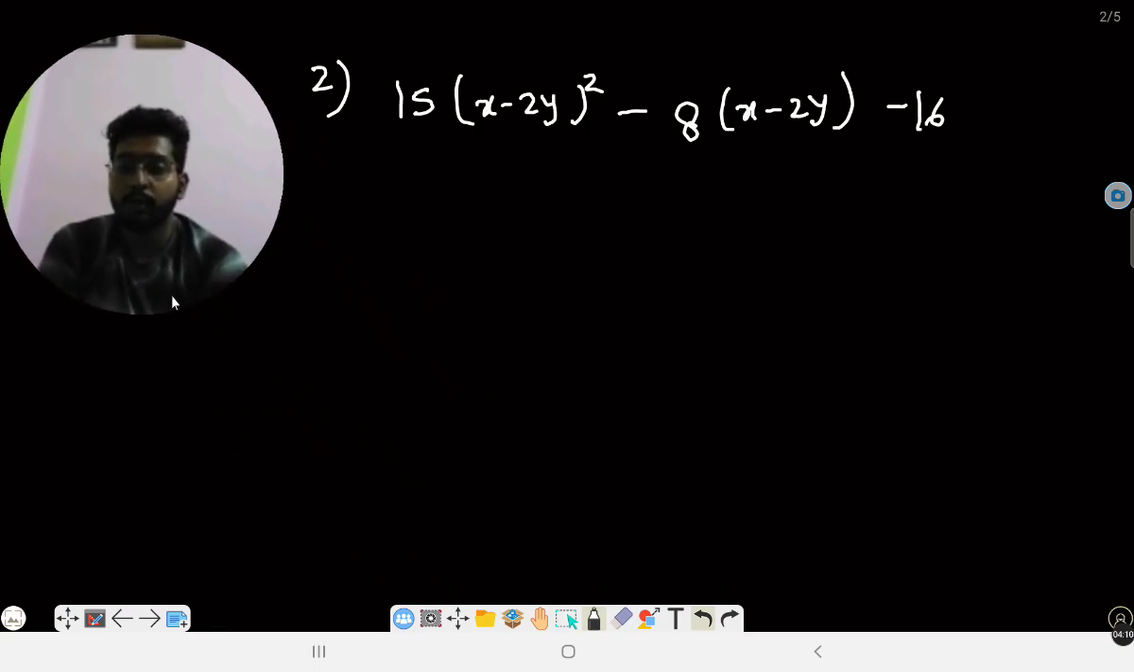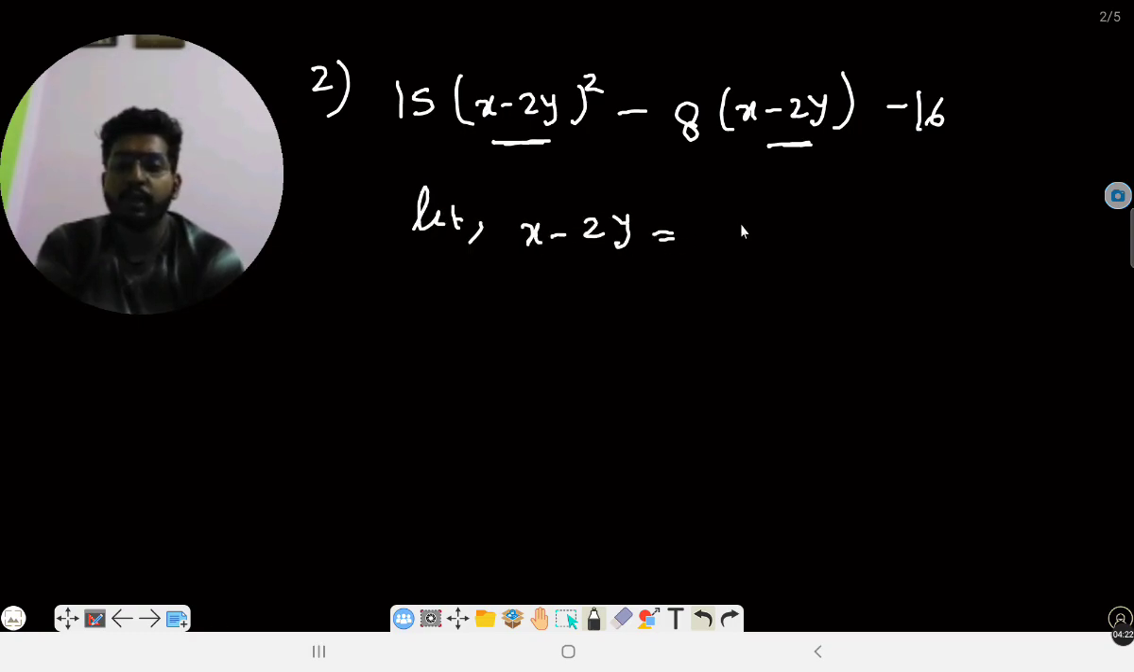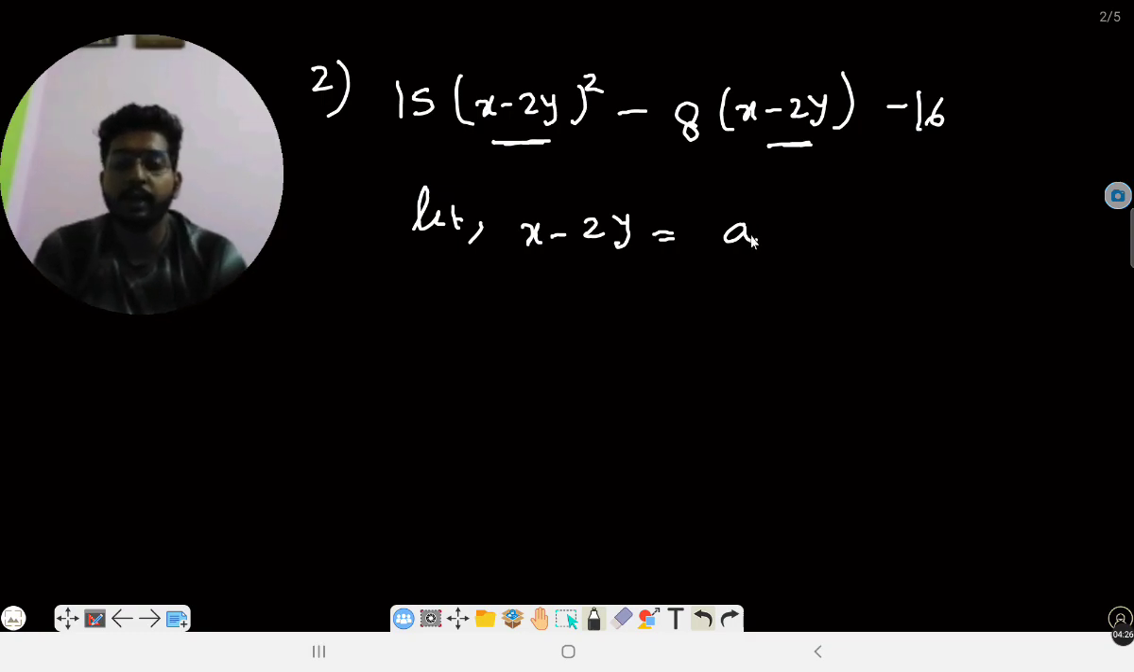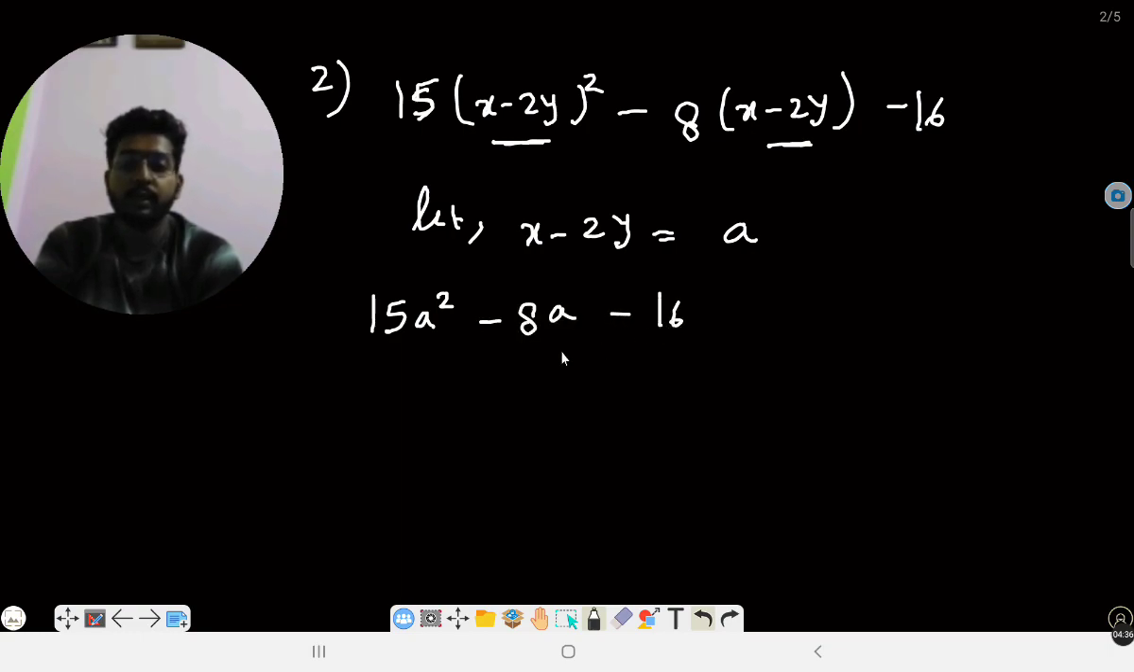Now how to solve this one? You can see here x minus 2y, x minus 2y. Now this x minus 2y is there. So first you have to let this x minus 2y be something, any other variable. You can take it as a or b or c or d, anything. So I am letting this x minus 2y as a. So that will become 15a square minus 8a minus 16.